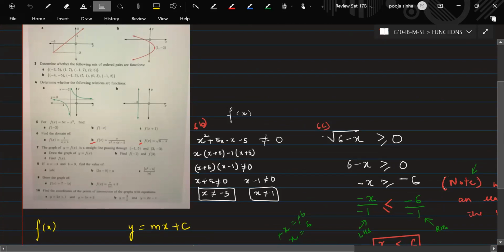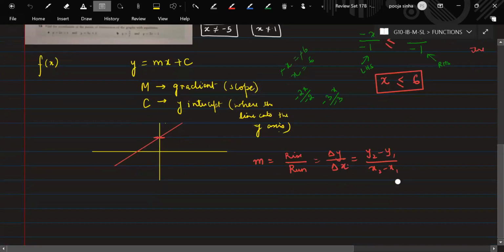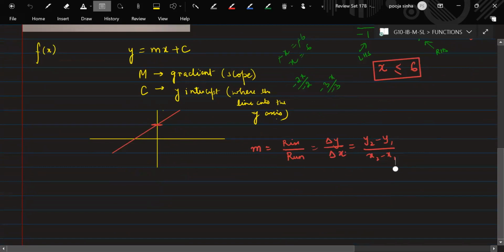C is just the y value. There can be many y values, but it is the y value where the line is cutting the y-axis. Okay, that is the C.